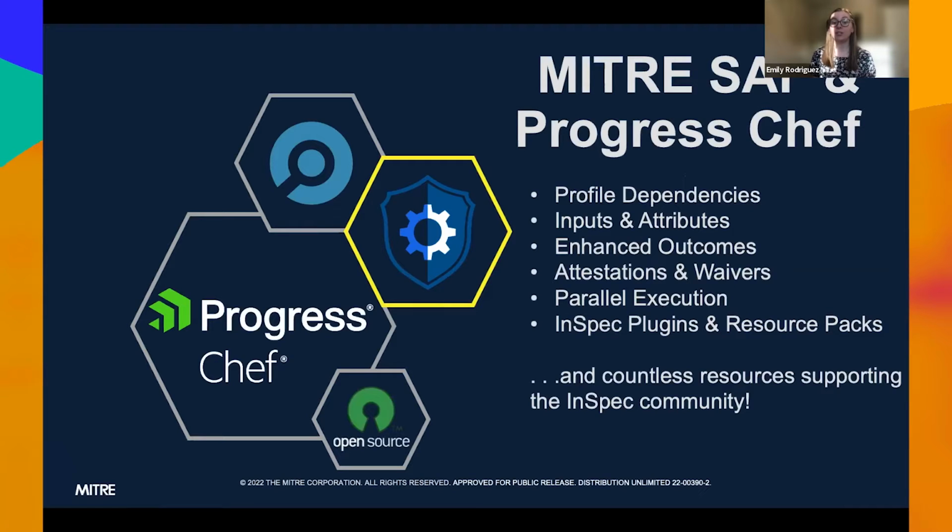The MITRE, SAF, and Progress Chef teams have been collaborating really since the beginning of the InSpec project. As you can see, our teams have been able to bring exciting capabilities to the InSpec community over the years, including foundational capabilities like InSpec inputs, profile dependencies, and the AWS resource pack. Most recently, we've been working on enhanced outcomes, parallel execution, and attestation features. These InSpec capabilities can enhance your security automation workflow along with the MITRE SAF's open source capabilities, many of which are being merged directly into the core of the InSpec project. Let's get started.